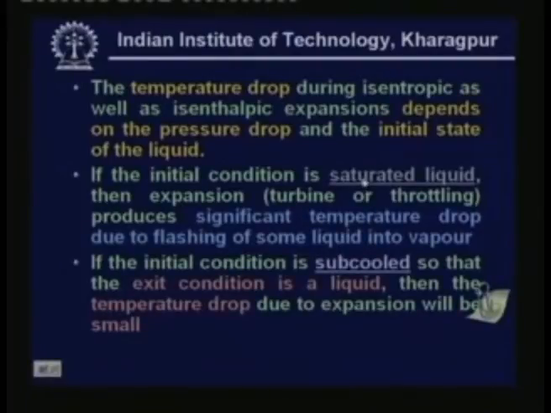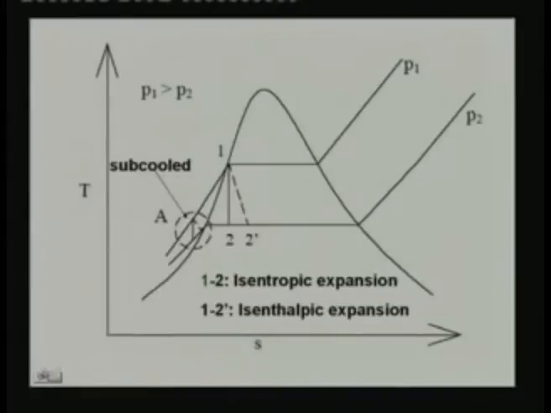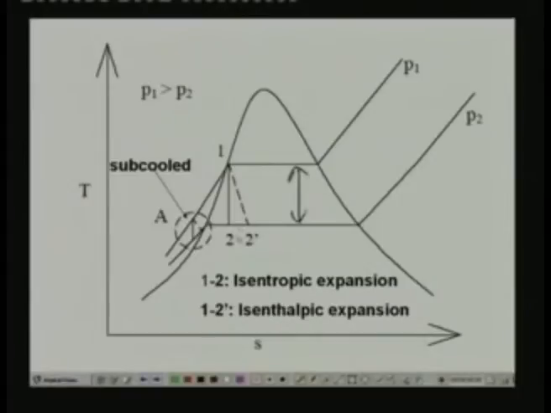Another thing I would like to point out is that the temperature drop is the same whether you use a turbine, that is process 1 to 2, or 1 to 2 dash, right? That means for the given pressure drop, the temperature drop will always remain the same irrespective of the device, whether you are using a turbine or a throttling device, as long as the final condition lies in the two phase region.